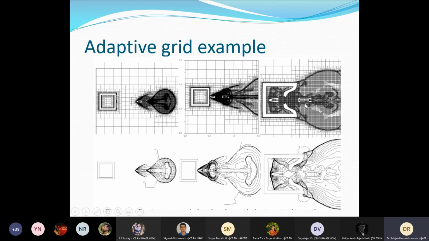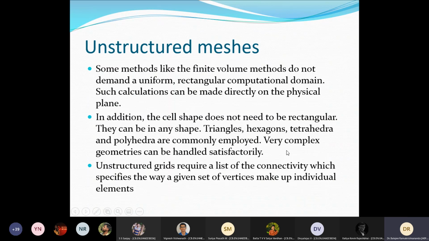So the bottom shows the solution. You can see how the solution is evolving. The grid is evolving along with the solution. When you take this gradient and refine the grid, after some time you may get this. Again, you take this solution, then later the intermediate solution and do this, you will get this grid. Finally, the grid and the solution will look very similar. Okay. So this is an adaptive grid example.